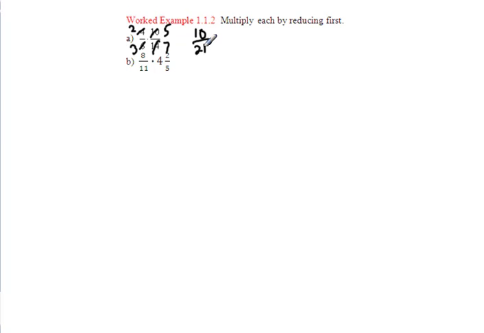A nice thing about reducing first is that we know that the final answer can't be simplified, because nothing else here can be simplified. The 2 and the 3, the 5 and the 7.